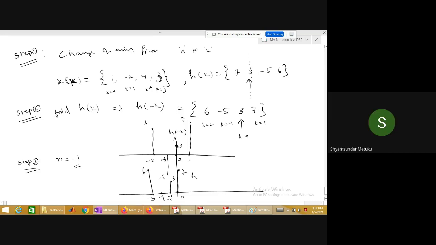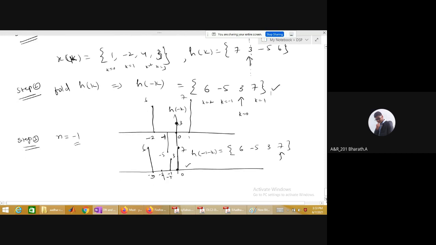Now write it again. Basically it is a -1 -k representation. Can you write it as 6, -5, 3 and 7? Where is the origin in this example? 7. So is the arrow moving towards right or left? If you compare with this, the arrow is moving right for advance. You remember it that way, okay? Is it clear? Okay, sir.